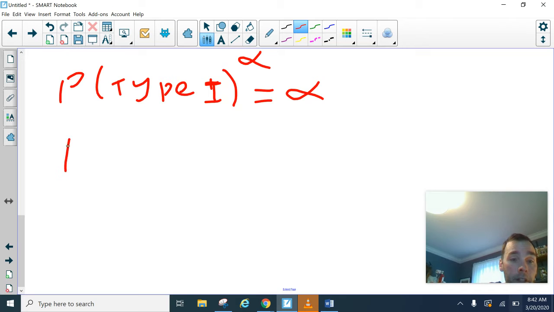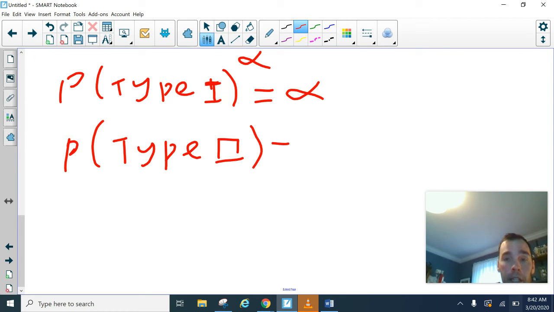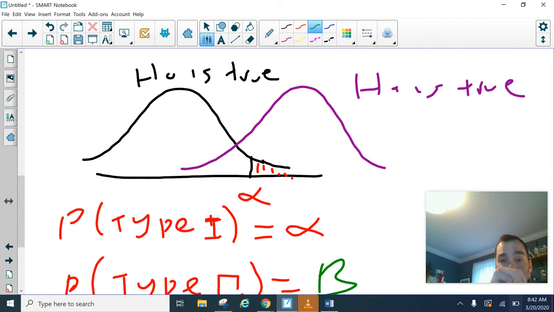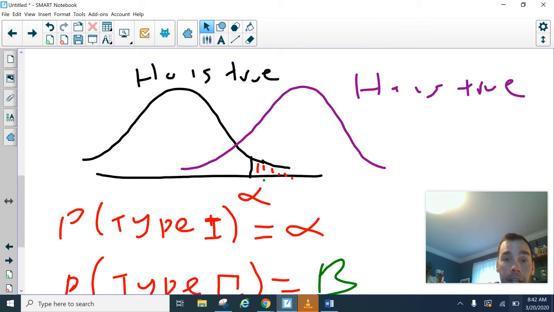Type 2 error, though, which we're going to call beta, I'll use a different color for that. Let's use green. Well, that's the probability that we fail to reject the null when the alternative is true. So I have to be underneath that purple curve there, but I'm not rejecting the null hypothesis. So really what that's going to be is everything to the left of this alpha level right there, but underneath the purple curve. So this is the type 2 error right there.